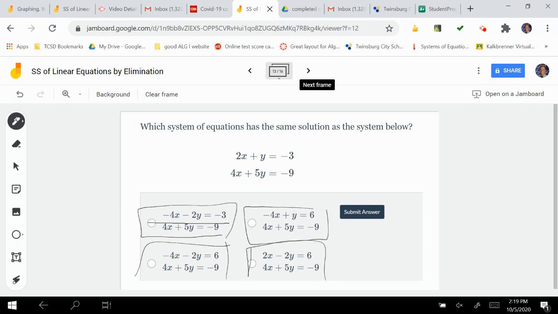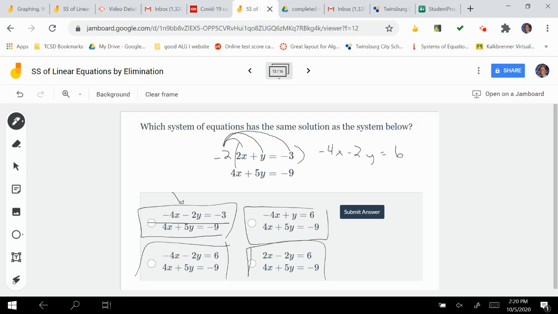So how would they have manipulated the first equation in this scenario? How do you go from 2 to negative 4? That's right, multiply by negative 2. What's negative 2 times 2? Negative 4. What is negative 2 times positive 1? Negative 2. Don't forget to go deep. What is negative 2 times negative 3? So this manipulation will look like this. Hold on, let me redo that. It would say negative 4x minus 2y equals 6.